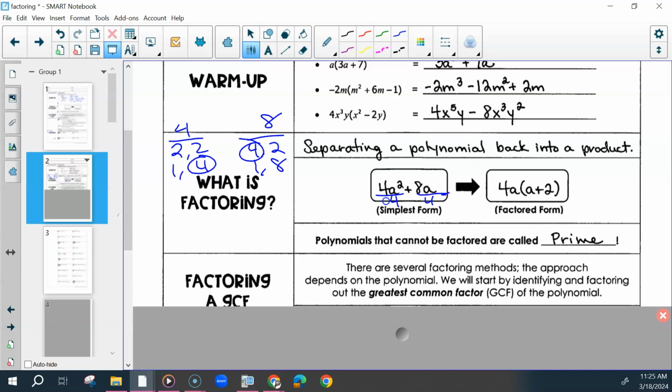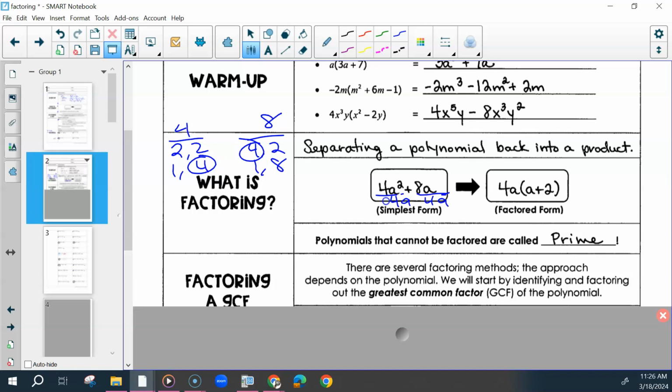But then we also have to look at our variables. If they have variables in common, you look at the lowest exponent. This term doesn't have 2 a's, so I couldn't take 2 a's out of this one, but it does have at least 1. So I can divide these both by 1a, which is why 4a is on the outside of the parentheses. You divide those and see what's left. 4a squared divided by 4a would give you a, and then 8a divided by 4a is just 2.